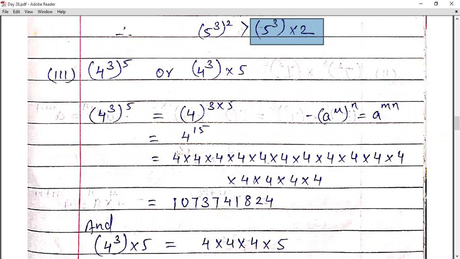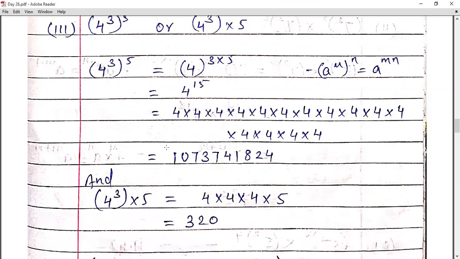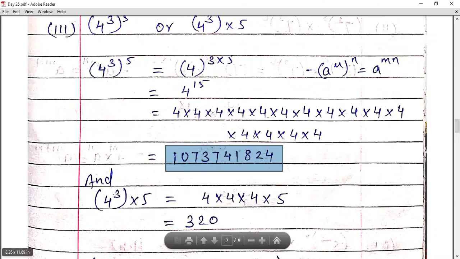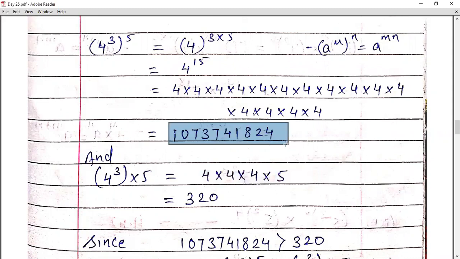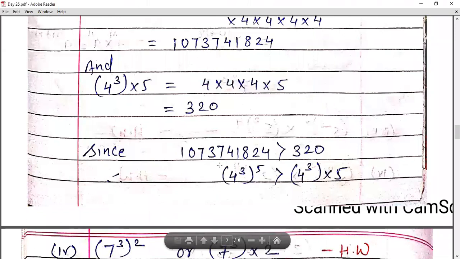4 raised to 15 will be written in expanded form and then multiplied. You'll get 107374184 as your answer. And 4 raised to 3 multiplied by 5 expanded will give you the value as 320. Hence, since the value of 4 raised to 3 the whole raised to 5 is greater than 4 raised to 3 multiplied by 5, the exponential form 4 raised to 3 the whole raised to 5 is greater than 4 raised to 3 multiplied by 5.